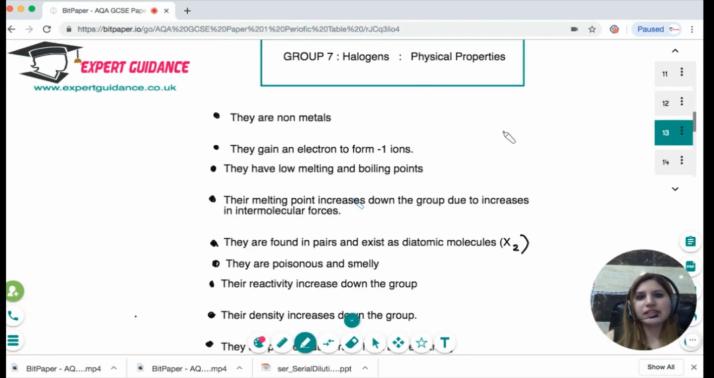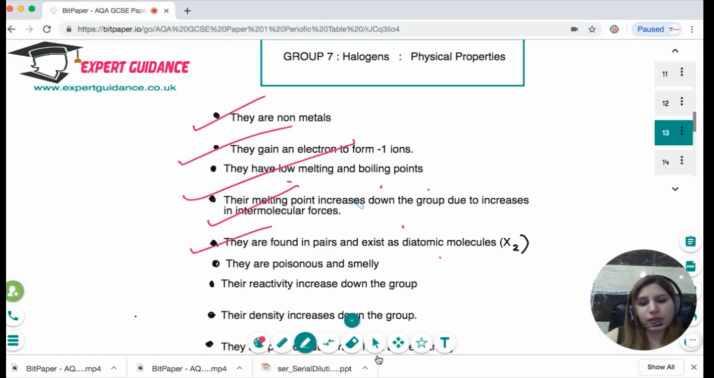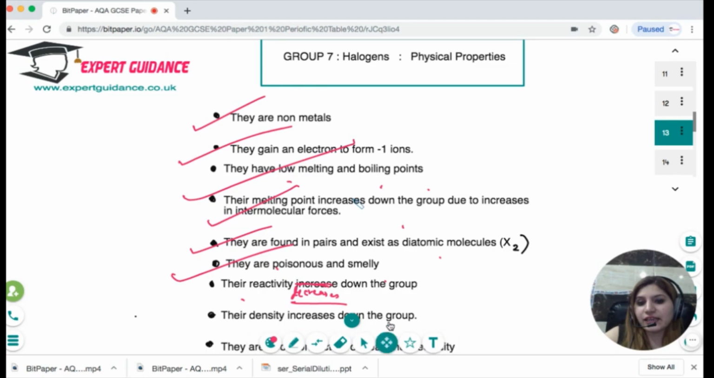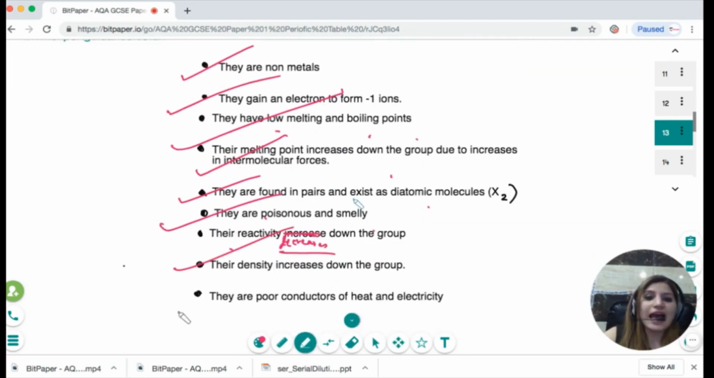Okay. So now let's talk about the physical properties. We all know they are nonmetals, found to the right. They gain an electron to form -1 ions. They have low melting and boiling points, and their melting and boiling points increase down the group. I already told you they exist as diatomic molecules. They're poisonous and smelly. Their reactivity does not increase down the group; the reactivity decreases down the group. Their density increases down the group, and they are poor conductors of heat and electricity.